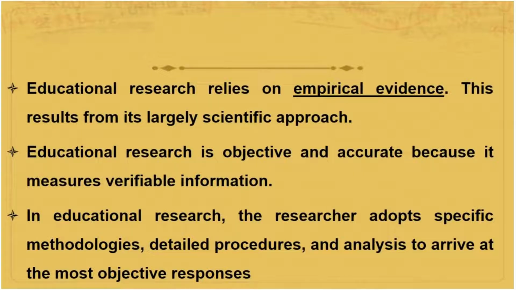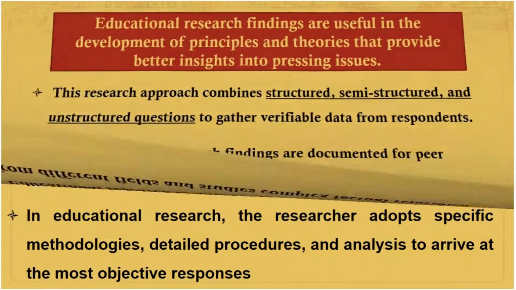Educational research relies on empirical evidence. This results from its largely scientific approach. Educational research is objective and accurate because it measures verifiable information. In educational research, the researcher adopts specific methodologies, detailed procedures, and analysis to arrive at the most objective responses.